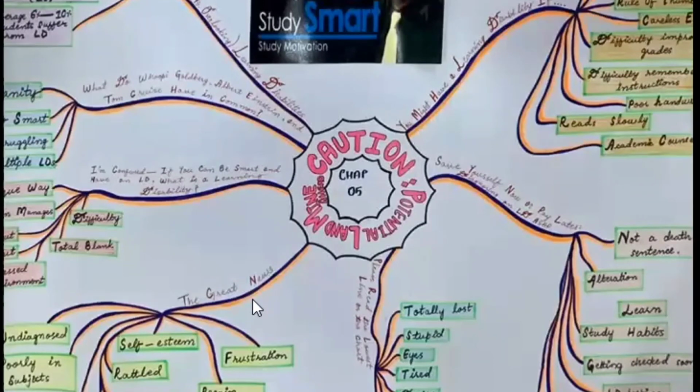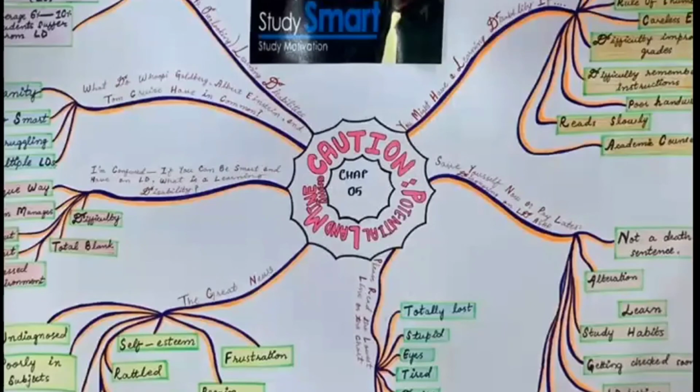The fifth topic is Save Yourself Now or Pay Later: Diagnosing a Learning Disability as Fast as Possible. This topic describes the importance of diagnosing a learning disability on a priority basis, because it is more expensive to try to get through high school and college with an undiagnosed learning disability than it is to diagnose it and alter your learning style. In order to identify your learning disability, consulting an expert is the best possible way.